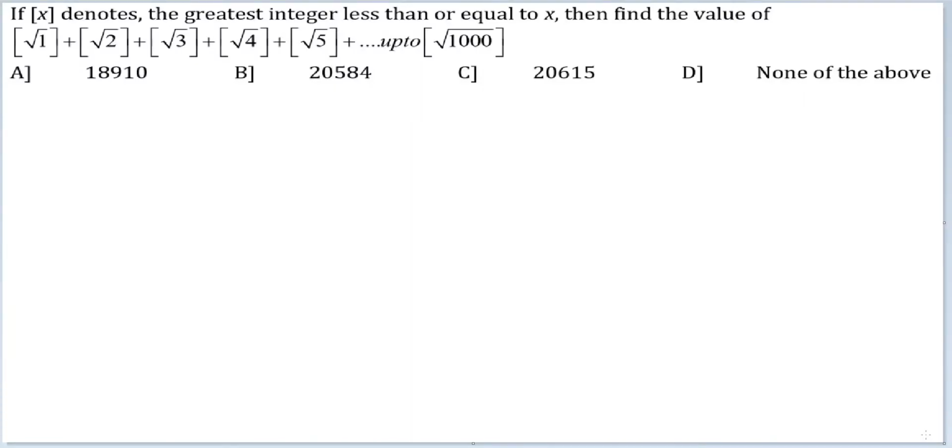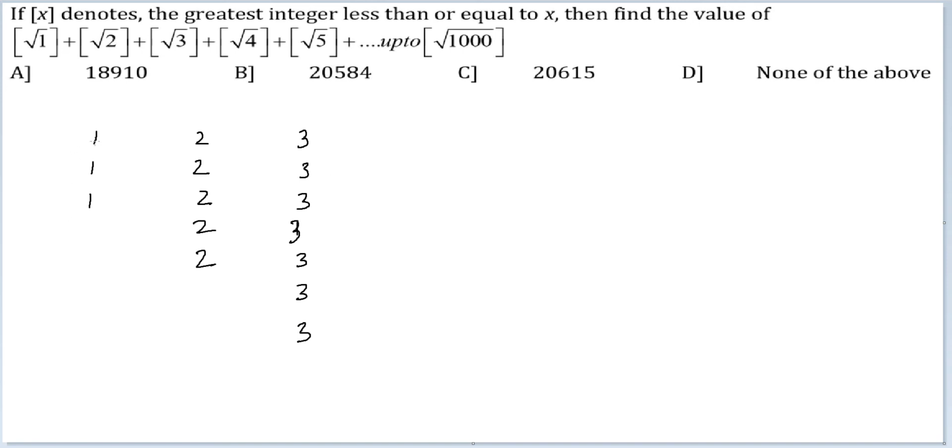Let's look at this question. If square brackets x denotes the greatest integer less than or equal to x, find the value of. Okay, let's see. The first three terms will give you 1. So 1, 1, 1. Now 4 to 8 you will get 2. So 4, 5, 6, 7, 8. You get this. Now 9 to 15 you would get 3. So 9, 10, 11, 12, 13, 14, 15.